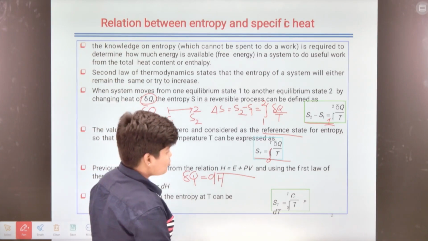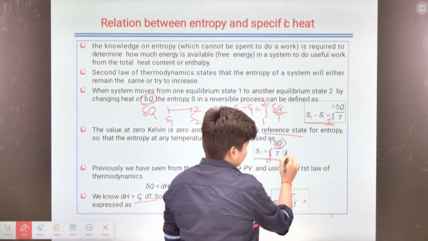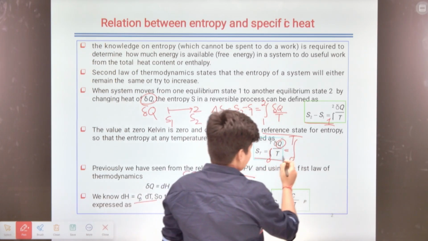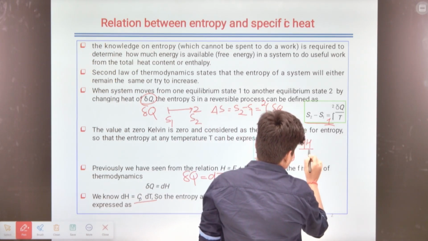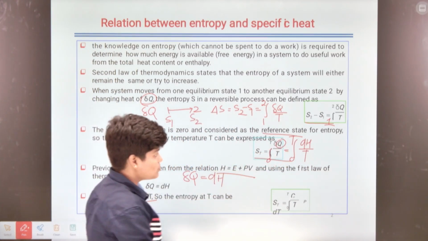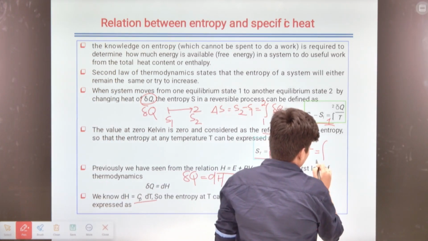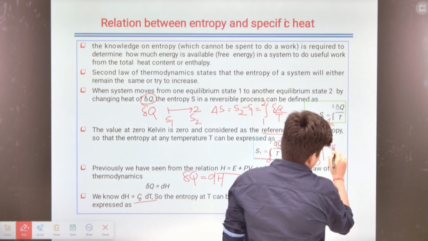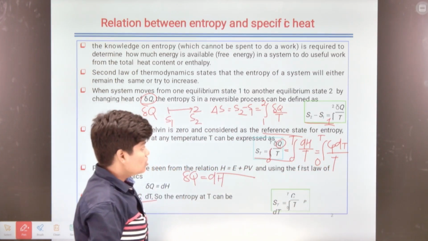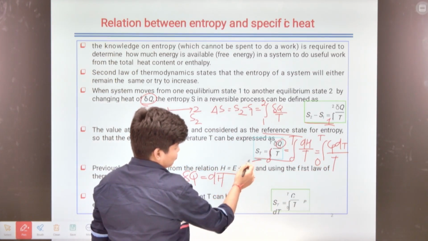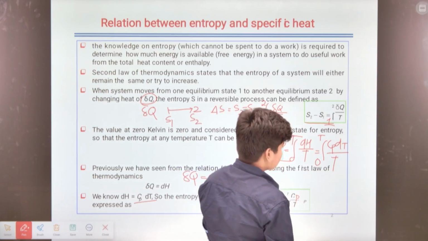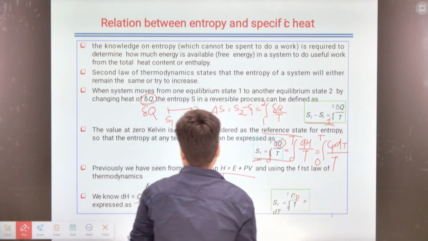So in place of del Q we can write dH by T, and in place of dH we can write Cp dT. So the new equation will be the integral from 0 to T of Cp dT by T. This is the new formula for St. We can write the integration of Cp by T from 0 to T, also dH by T from 0 to T.